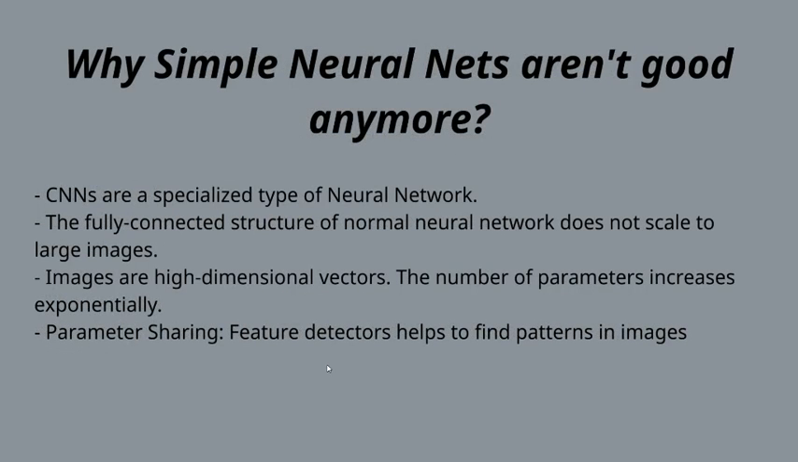Now the question might come to our mind: why do we actually need convolution neural networks? Why do we need convolution layers when we already have fully connected layers with us? Convolution neural networks are a specialized type of neural network. The fully connected structure of a neural network does not scale for large images. In case of large images, the parameters increase exponentially.